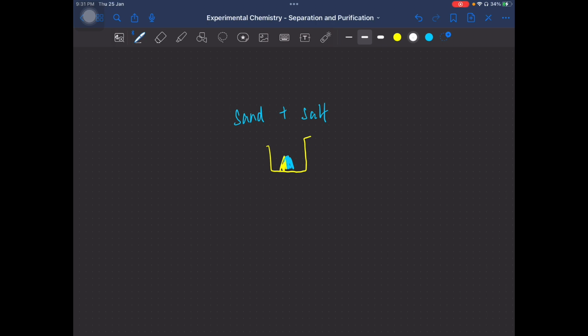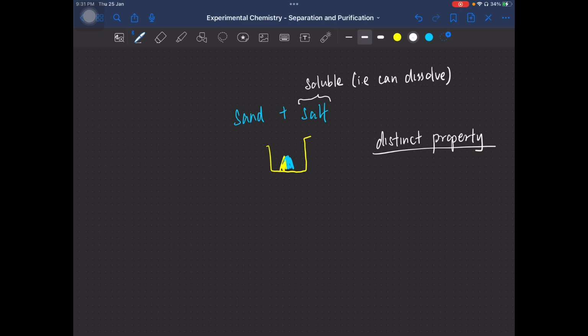The thing that you need to think about is what is the distinct property. Now, distinct property means what exactly makes the particular chemical more unique than the other one. So for instance, when you look at sand and salt, right, they are both solids. But if you think a little deeper, you realize that, hey, salt is actually a soluble solid. Now, soluble means it can dissolve. Whereas if you look at sand, it's something that we call an insoluble solid, which means that it cannot dissolve in water, for instance.